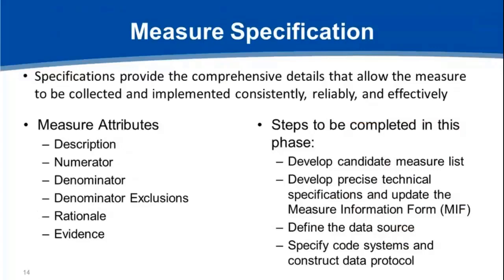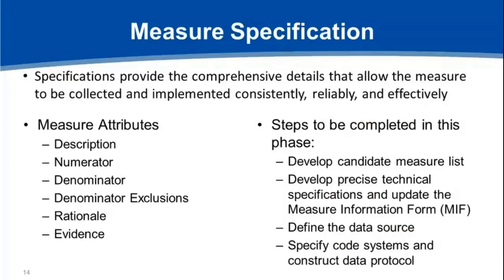I mentioned earlier that measure specification is the phase at which the potential measure concepts are fleshed out into detailed measure specs. On the left side of the screen, you can see a list of some of the measure attributes that are thought through and described during this phase. It's here that the rough idea of the measure that's formed during conceptualization is broken down into detailed definitions of the measure numerator or focus, the measure denominator, possible exclusions, and the measure rationale and underlying evidence.